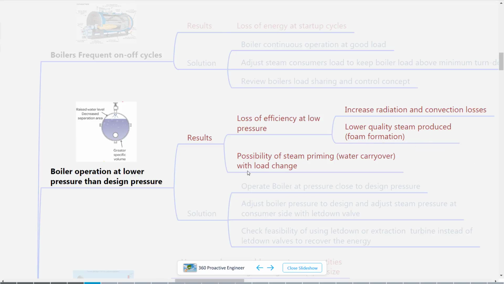On the other hand, the possibility of steam priming, which is water carryover with load change, will be higher because most of the time in this case you will find the boiler working at a higher level with some high foam giving you misleading readings on the level. So the carryover will be really crucial and could damage downstream superheaters because of the thermal stresses that it can cause.